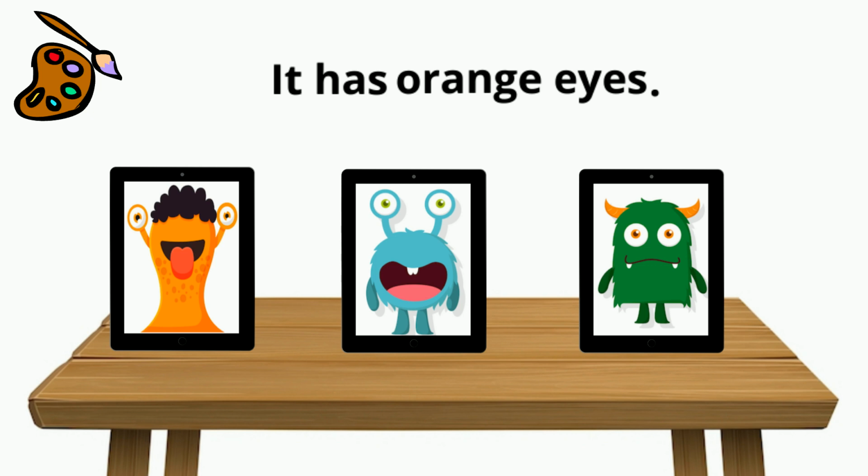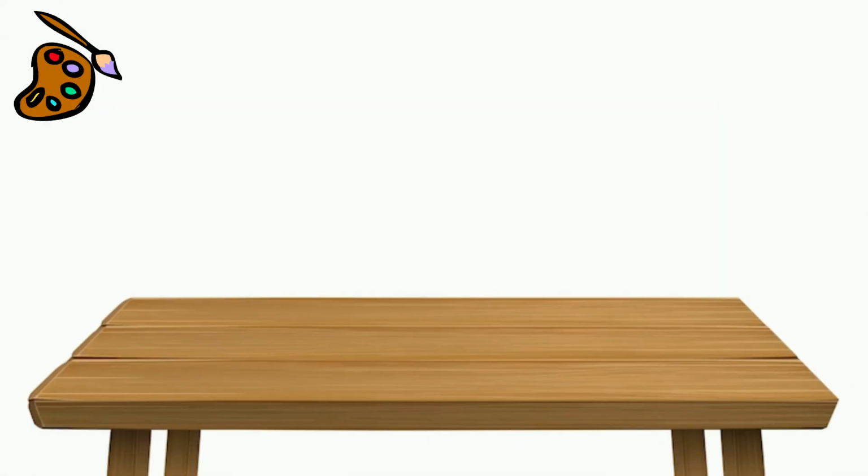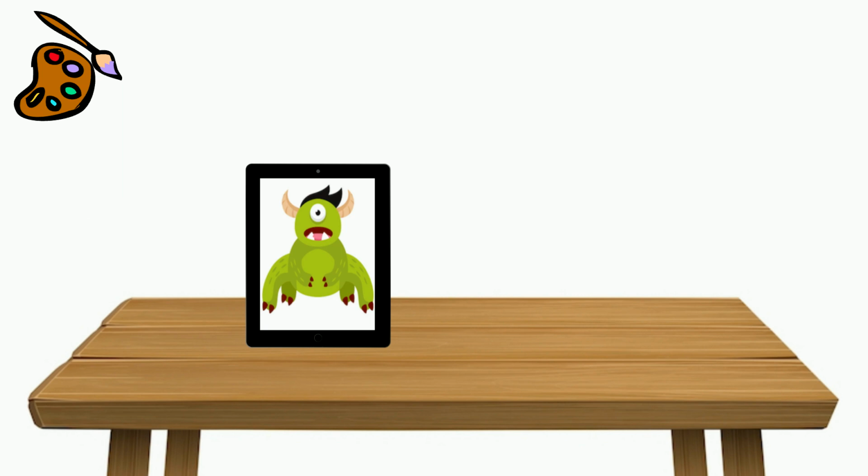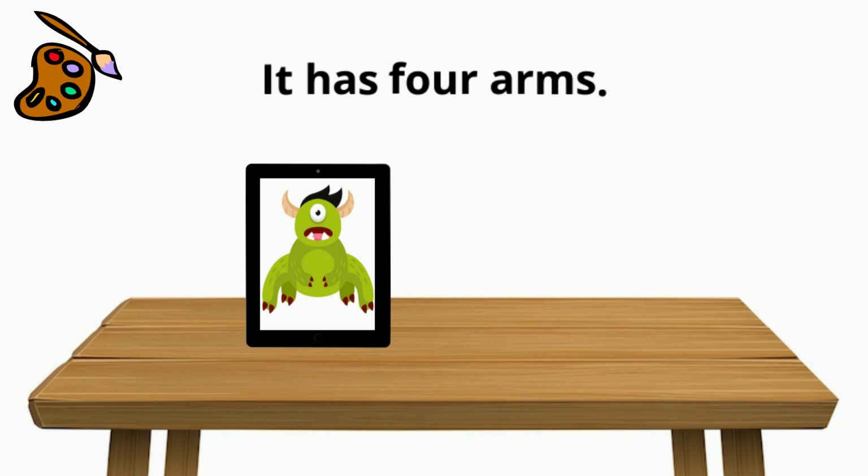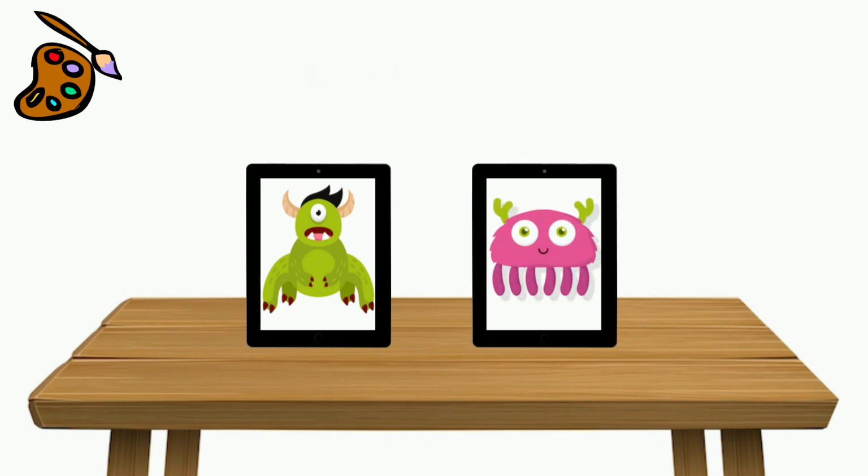Now, answer the questions about arms and legs. Try to make a sentence. Are you ready? How many arms has the monster? Four arms. It has 4 arms. How many legs has the monster? 6 legs. It has 6 legs.